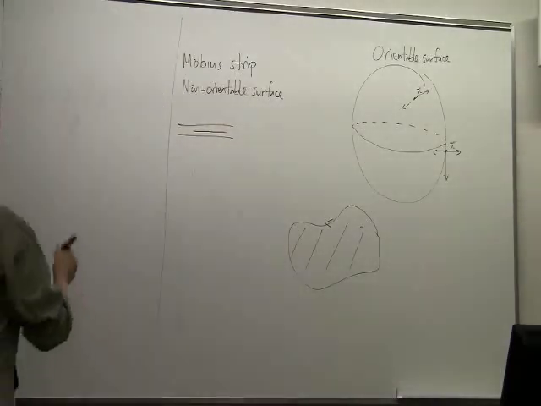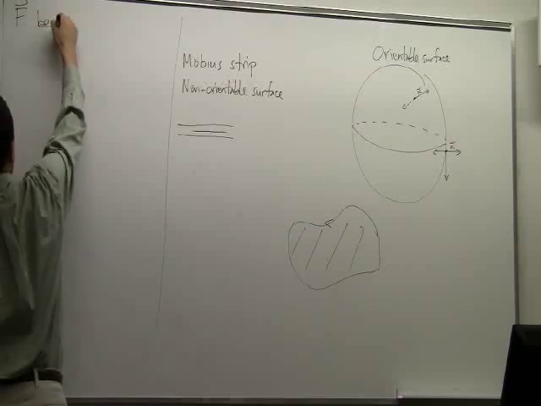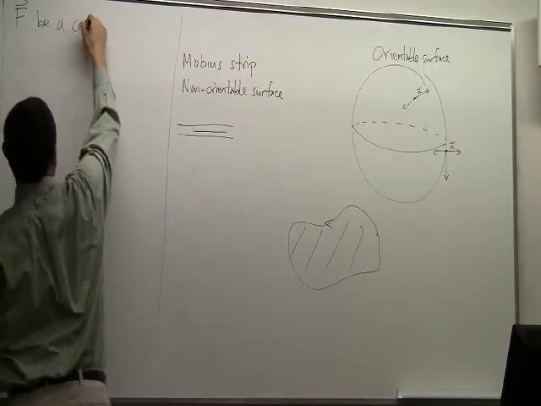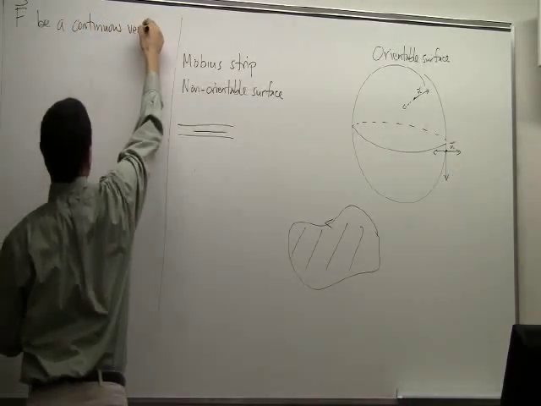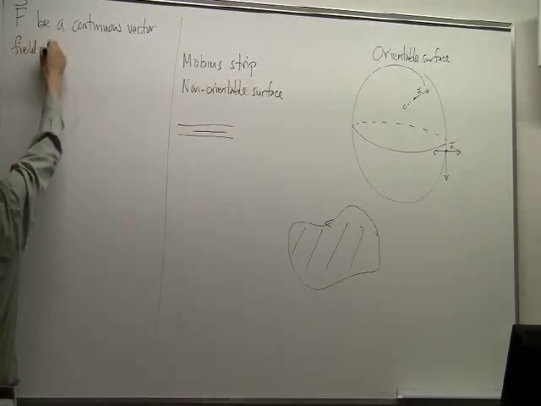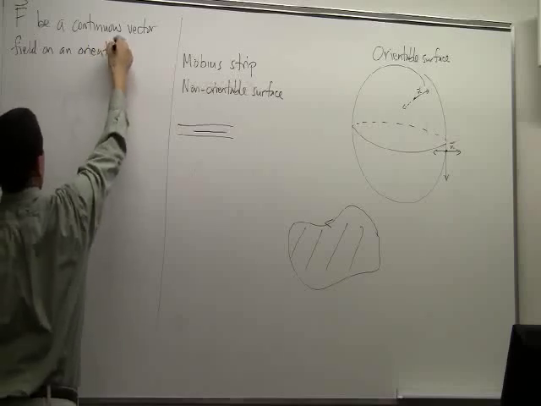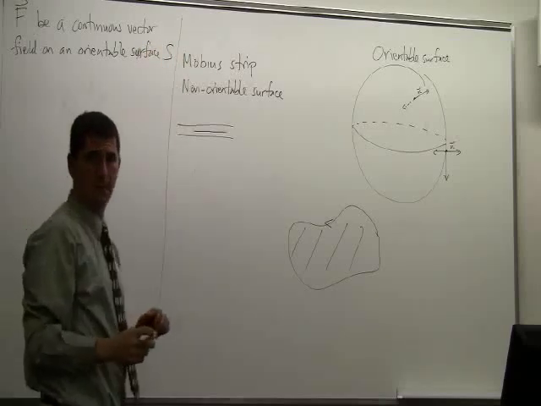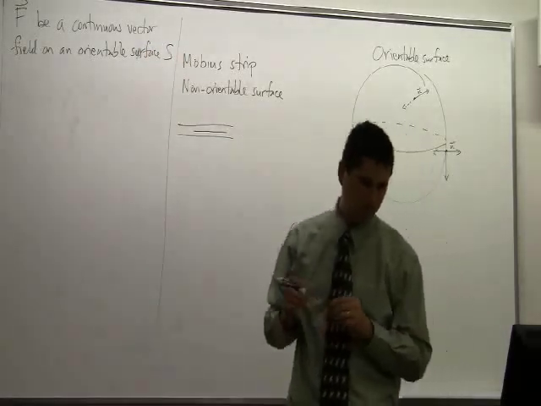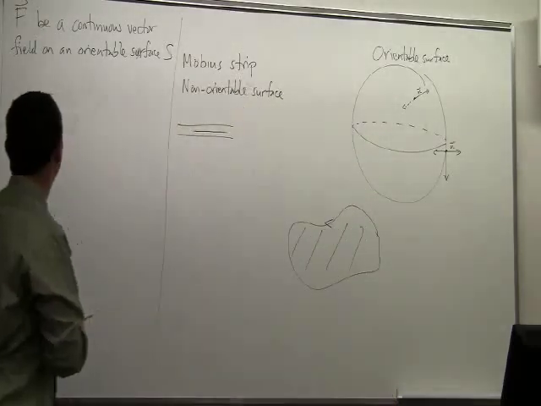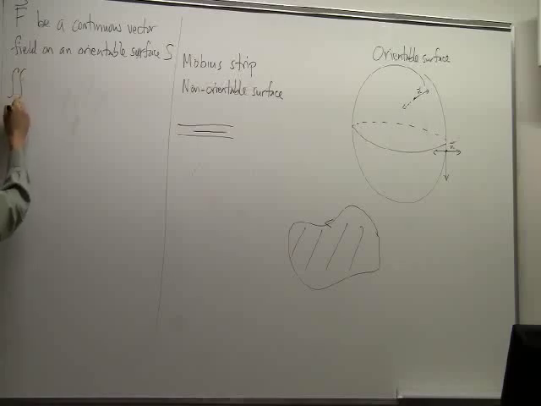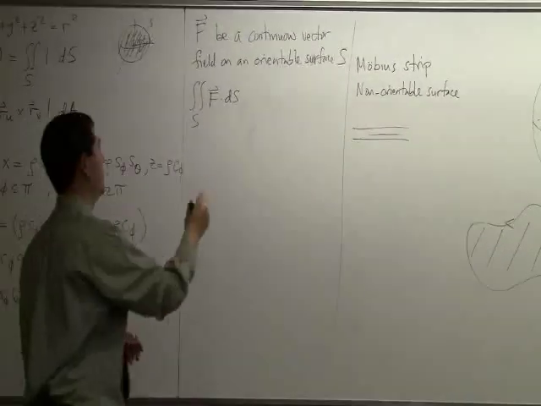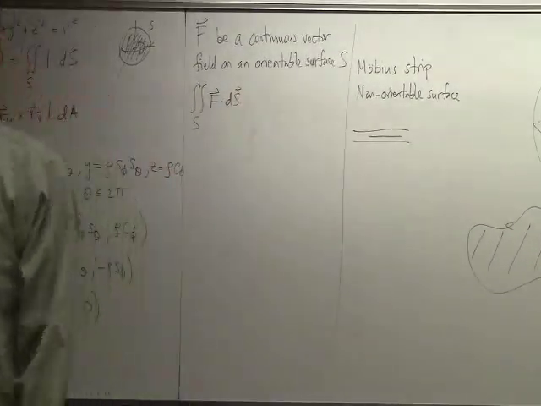Okay, so here's what we need. We're going to let F be a continuous vector field on an orientable surface. So it could be a sphere. So we can define the surface integral, and we're going to write the integral of F dS, and then we're going to put the little vector over the S here, like we did over the r.